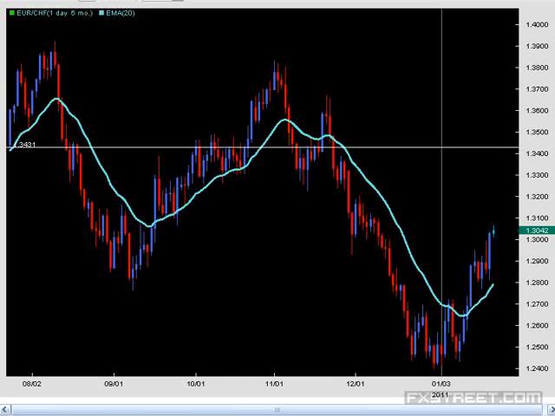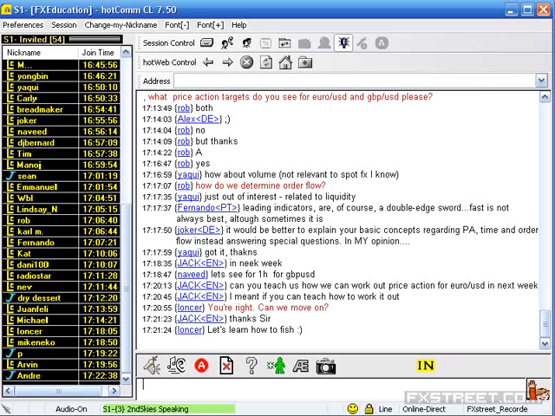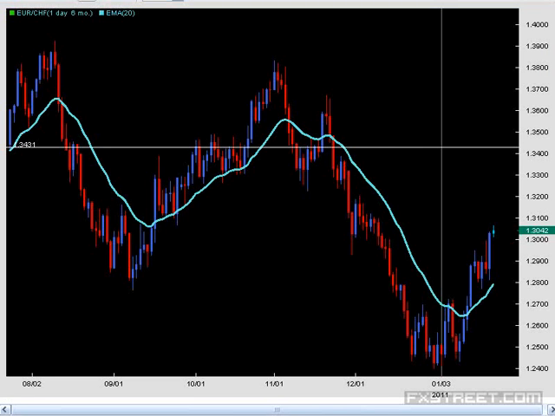Okay, and Joker said it'd be better if you explain your basic concept for your PA. Joker, I agree with you. It would be better to explain my concepts regarding PA, time, and order flow instead of answering specific questions. Absolutely. I completely agree with you. It would be better if I did that instead of answering specific questions about euro dollar, pound dollar, and things like that. However, there are specific questions which can be very useful for us to get into, because that will allow us to teach people how to fish. So, okay, let's get into that.